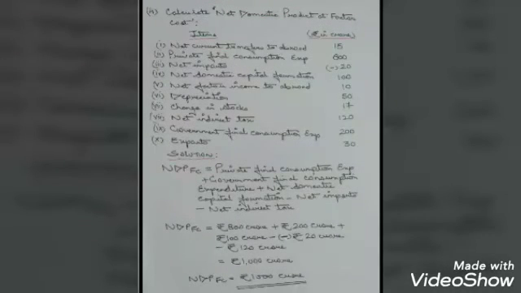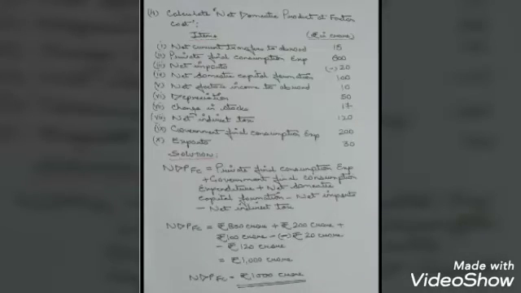Right? Now the another numerical. Here we have to calculate net domestic product at factor cost. That means we need to find out NDP at factor cost. Now in NDP at factor cost, you know very well that you do not take the value of depreciation. So when we take NDP at factor cost, we will keep in mind that we will include all those values which are added up.